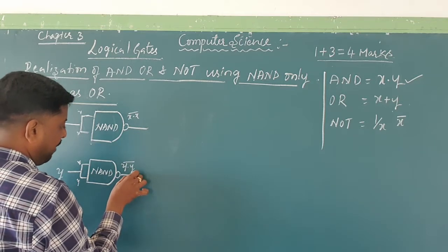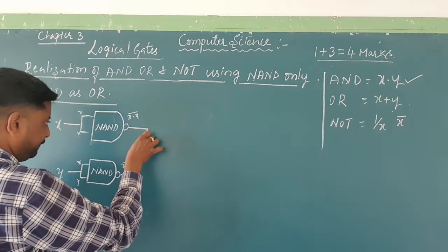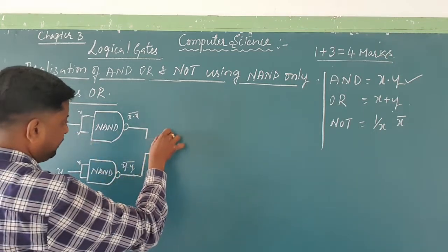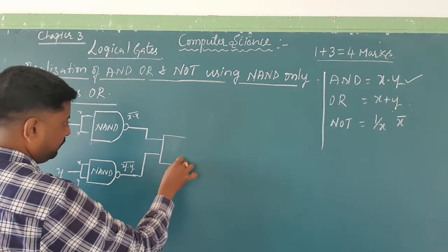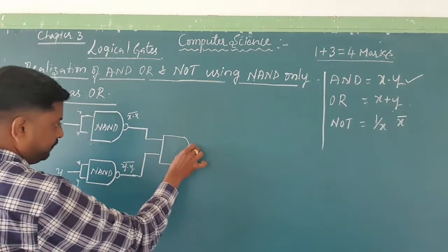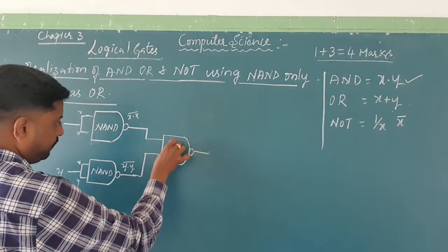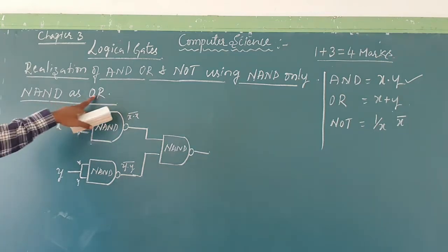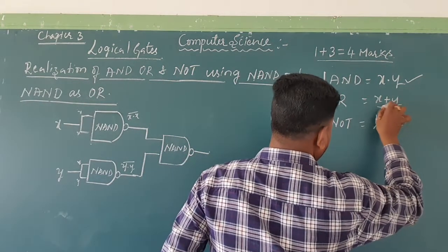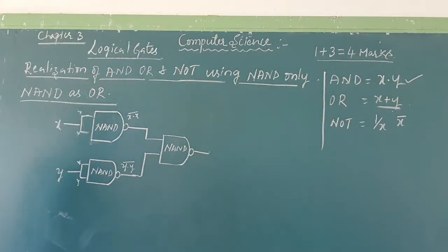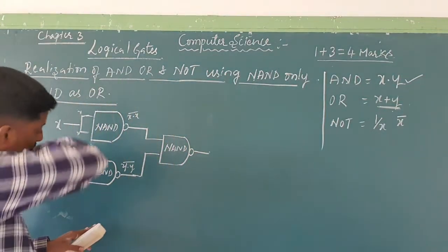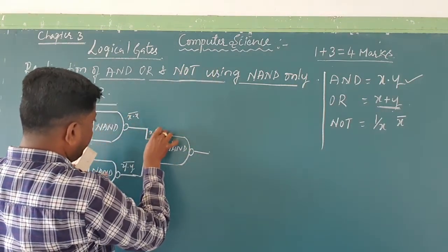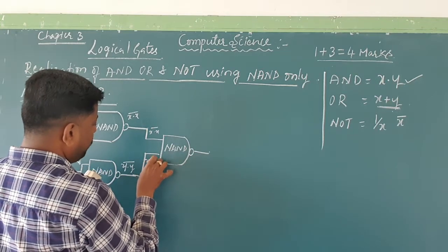Now I am combining these two gates into one more gate, that is NAND. Now, NAND as OR. Now I need a result, that is x plus y. See here, this will be the result. The inputs of this NAND gate are x into x whole bar, and the second one is y into y whole bar.